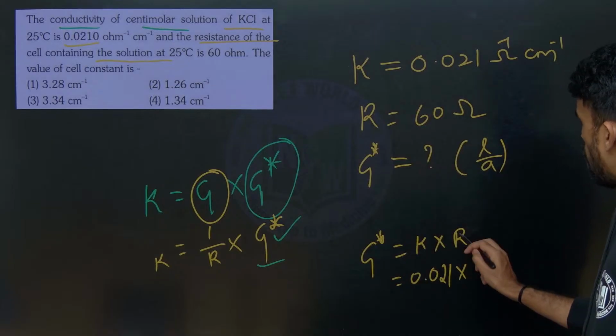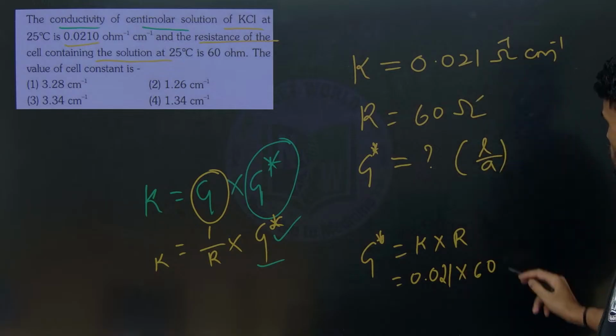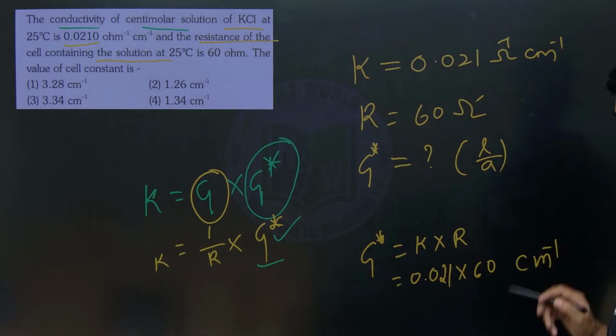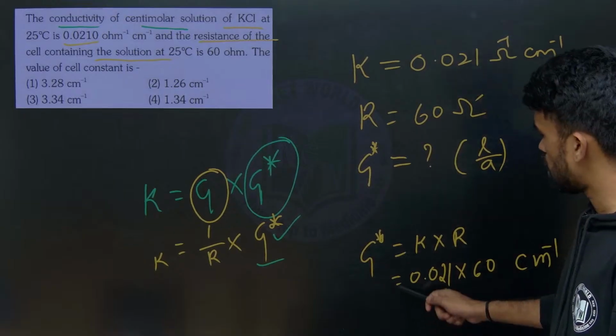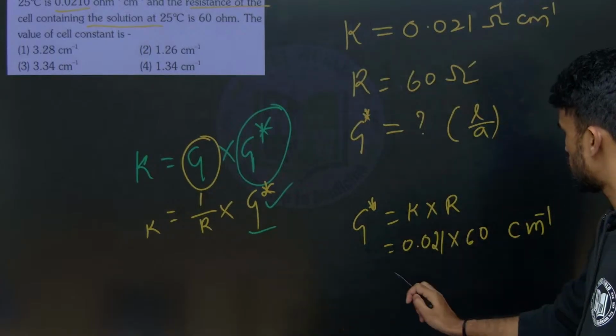0.021 into R mentioned 60. Here ohm inverse and ohm get cancelled. So we will be having centimeter inverse, which is a unit we have in the options also. So it means we are doing it correctly.